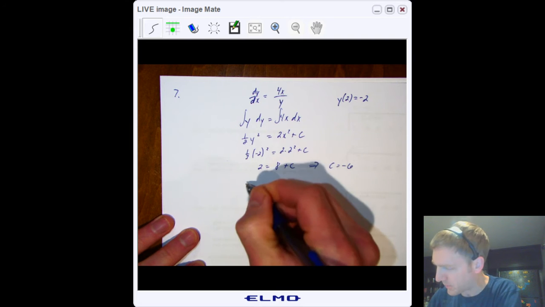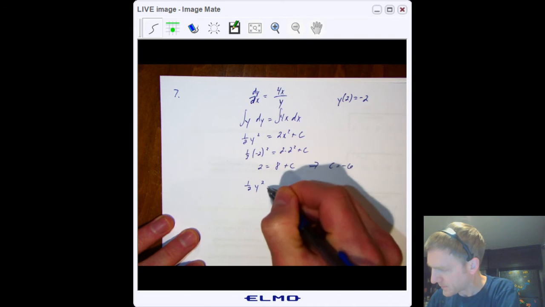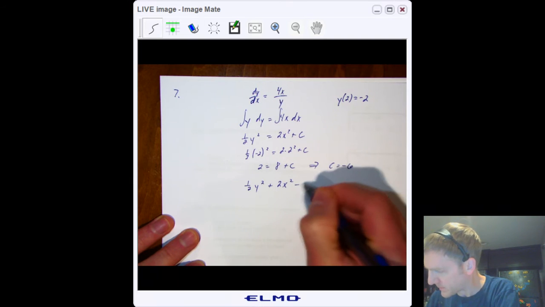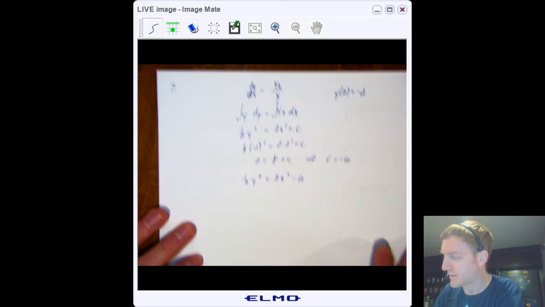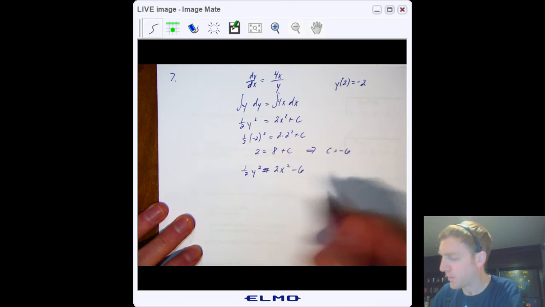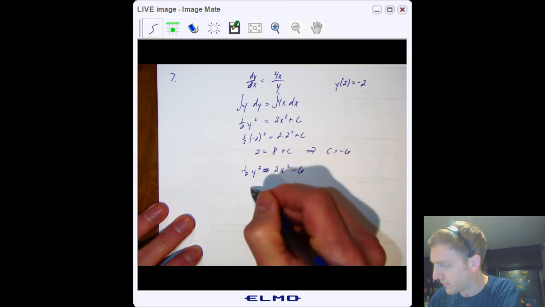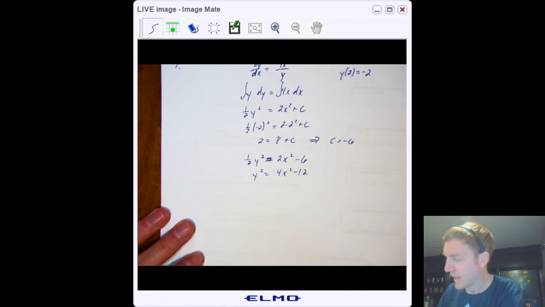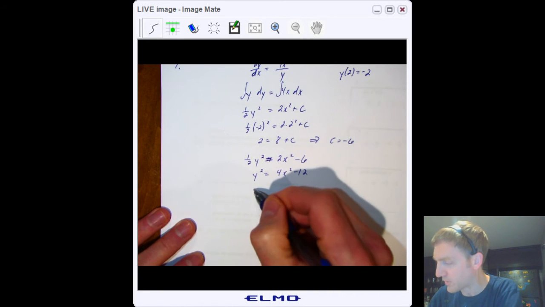Okay, so now I'm going to plug that back into the equation right here. And then I need to solve for y. Multiply, oh, sorry, that should be an equal sign. Multiply everything by 2 to get rid of the 1/2. And then the last step is to take the square root of both sides of the equation.